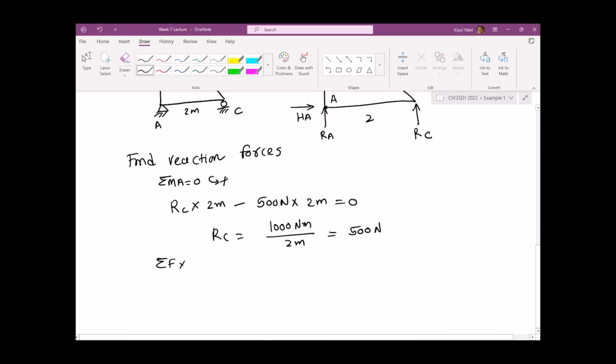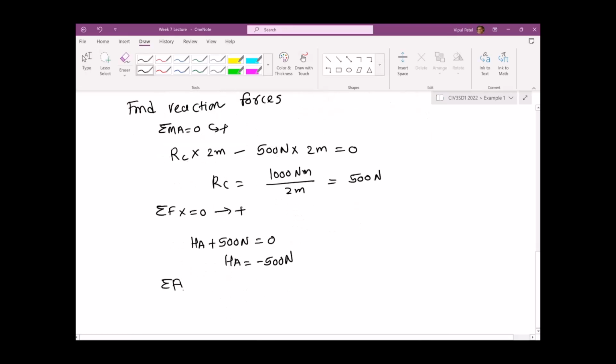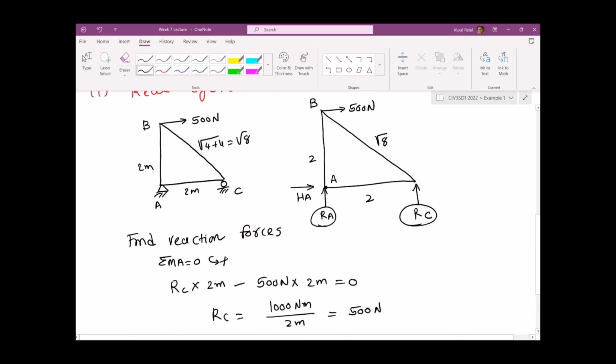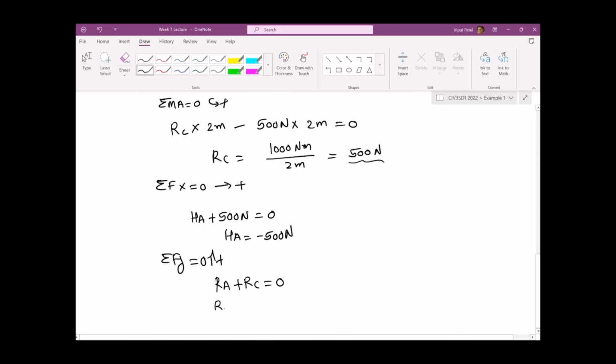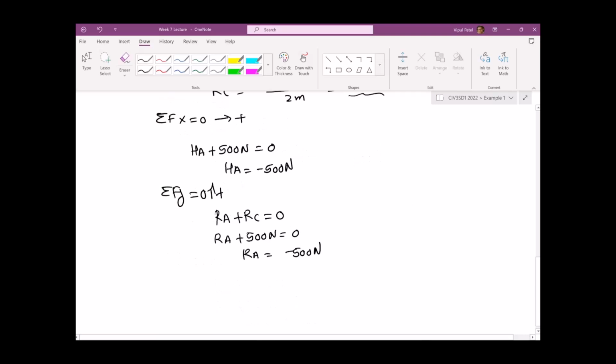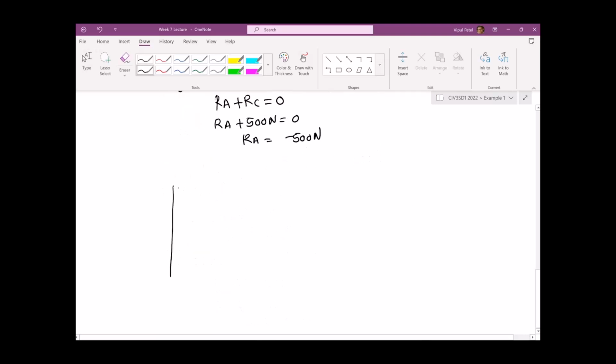Sum of the force in the X direction, left to right, is positive. HA going positive, 500 newtons positive. So HA equal to minus 500 newtons. And sum of the force in the Y direction, upward, is positive. So you have RA plus RC equal to 0. And RC we found 500 newtons. RA equal to minus 500 newtons. So we found all the reaction forces now.